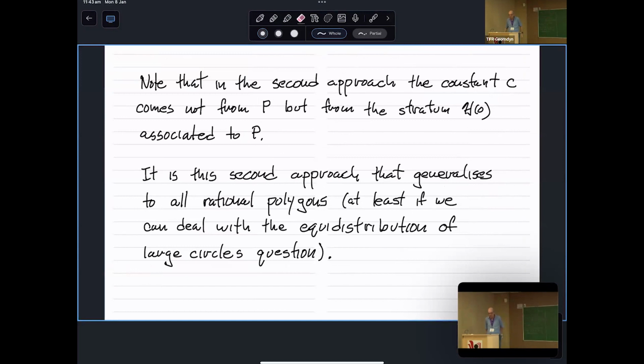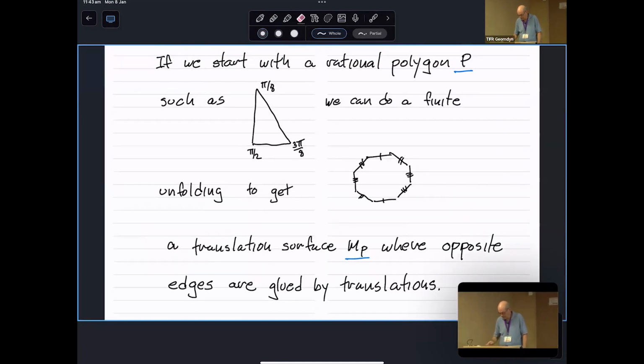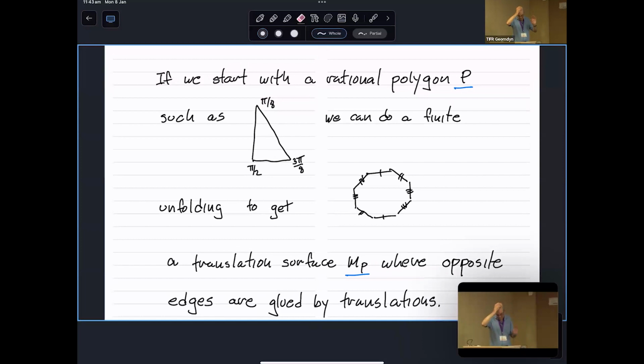So notice in the first approach, this constant c comes from looking at the object of interest, the particular polygon that we started with. In the second approach, this constant is much more indirect. It comes not from looking at the original torus, but from the volume of a space of tori. But it's this second approach which extends to rational polygons, modulo this question of equidistribution of circles.